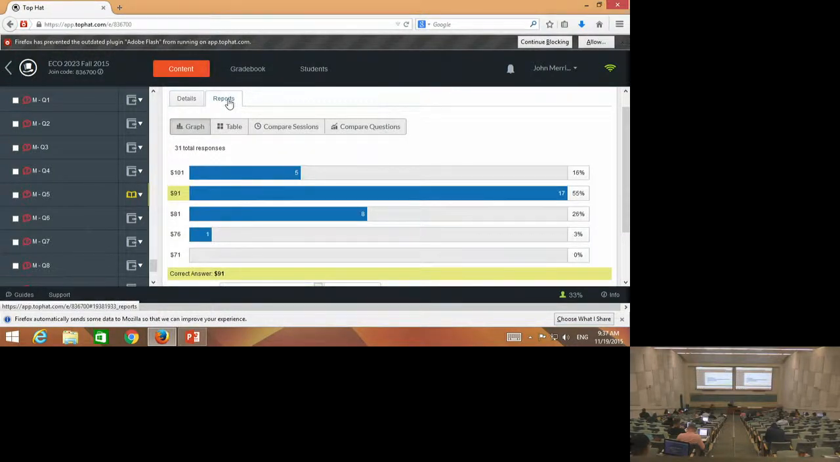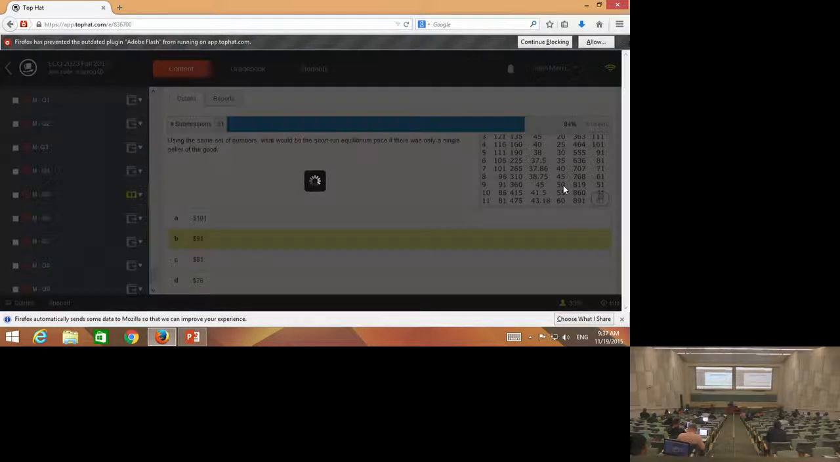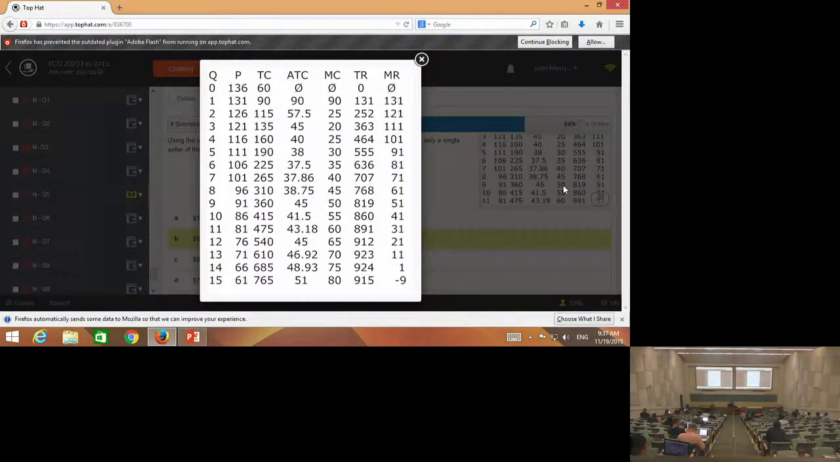Okay, so by these two last questions now, you've made that separation between the competitive and the monopoly. Now they're different. The two last columns now are for that one firm, the TR and the MR.